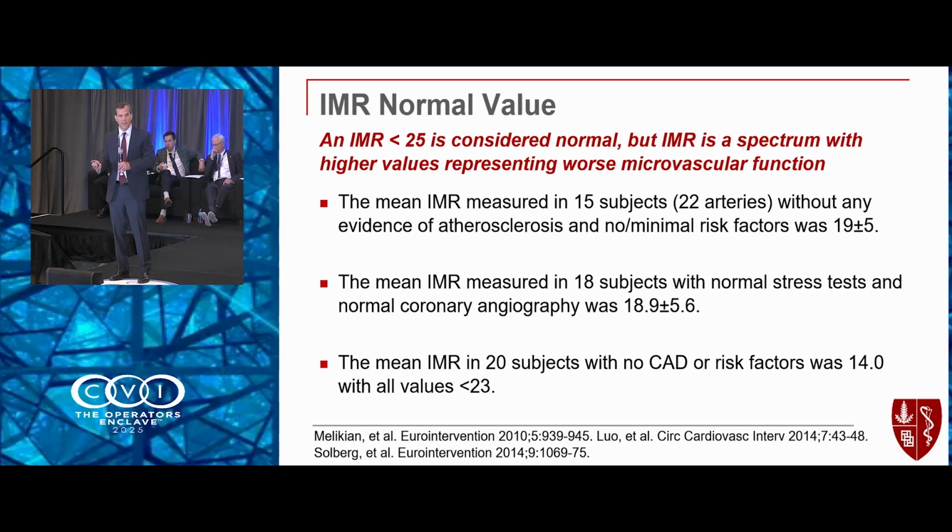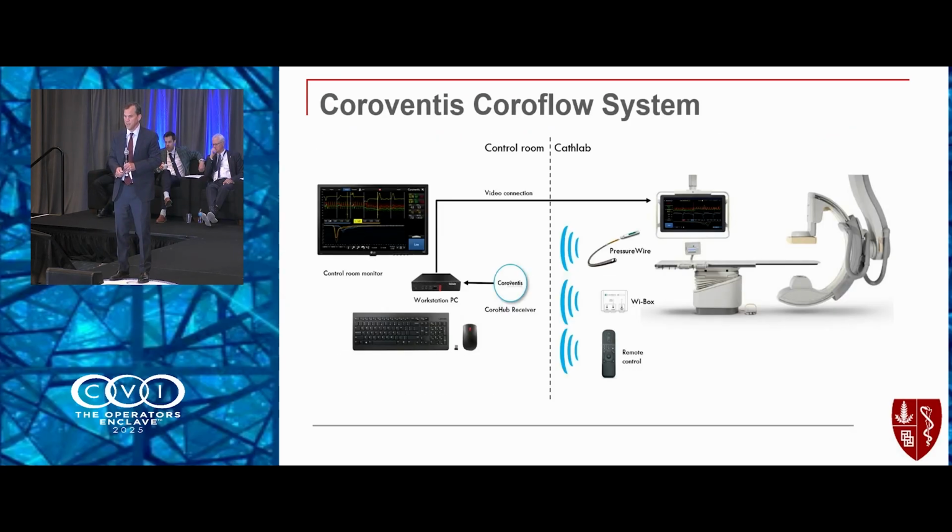The normal value, less than 25, is considered normal for IMR, but it's also important to remember this is a spectrum, and so there's a gradation, and particularly in some settings like STEMI, higher cutoff values may be applied as far as predicting events. So practically, how is this done in the cath lab?